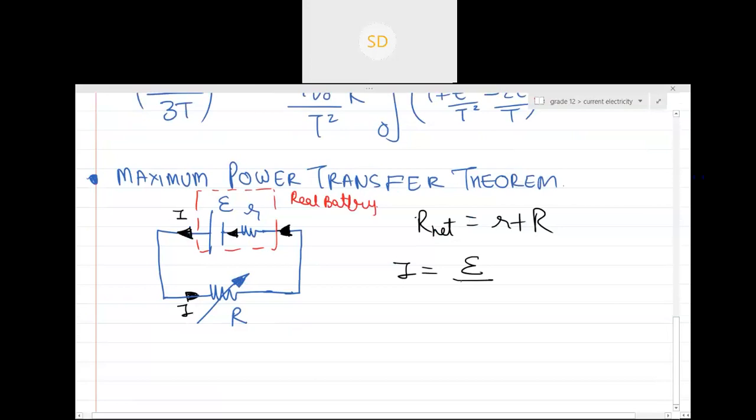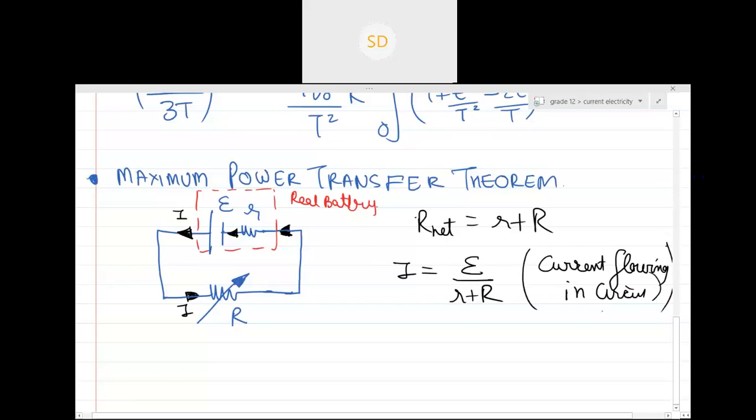Current will be EMF upon R net, that is basically E upon R plus r. You can get this using Kirchhoff's law as well, right? Can you see the current over here is this much? Is this the current which is flowing in the circuit? Yes, sir. So this is the current flowing in the circuit.